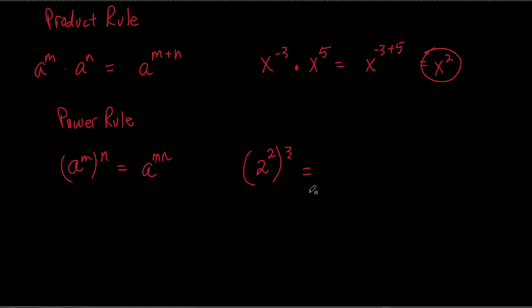So what if we have that? Well, you have a base to the second power, and you have that power taken to another power. That's why we call it the power rule. We have a power taken to another power. You got it? An exponent to another exponent. So what's the rule? Multiply the exponents. Keep the base the same. Multiply the exponents. So what is that? It's going to be a 6.